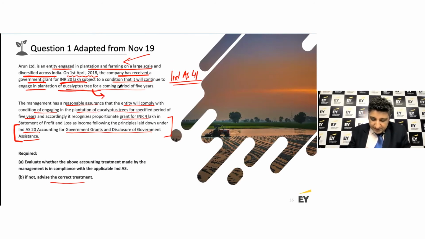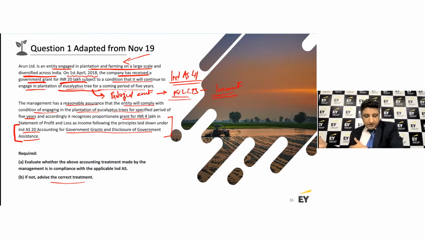If it meets the definition of a biological asset, to be measured at fair value less cost to sell, or is being measured at fair value less cost to sell, the treatment is incorrect. You have to wait for the 5 years, for example, for this entire plantation activity to take place. Until then, you cannot recognize the government grant in the books at all.